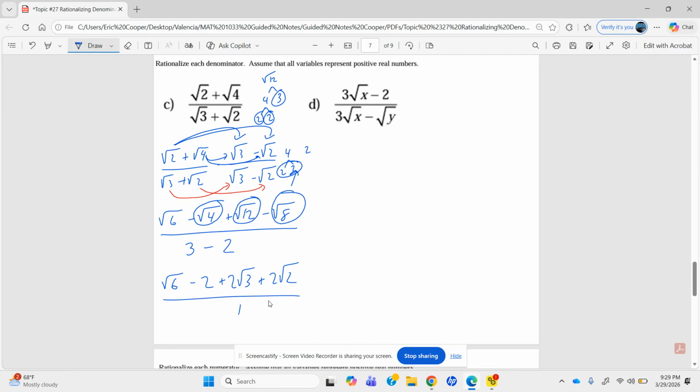3 minus 2 is 1. So we really don't need the denominator anymore since it's 1. Nothing here will combine. Nothing is like radical. So this will be my final answer.